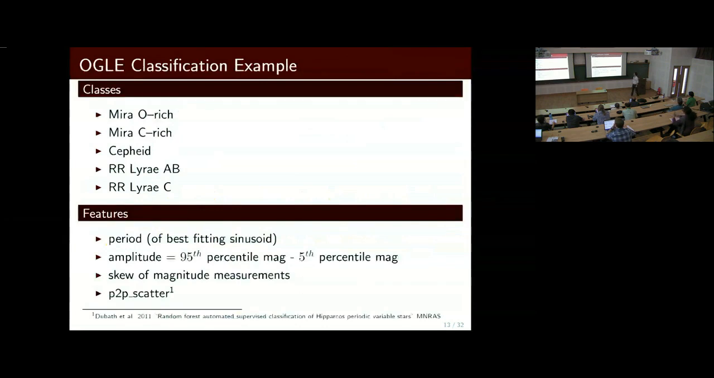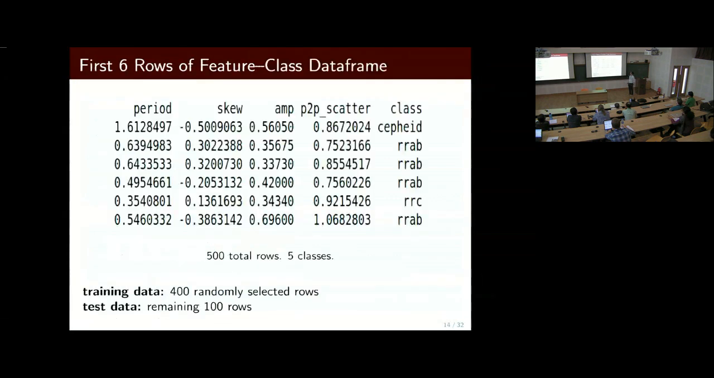So to illustrate how CART works as a classifier, I just took 5 classes: 2 Mira classes, 1 Cepheid class, and 2 RR Lyrae classes. I then did feature extraction, so computed 4 features for every light curve. The features I computed are period, amplitude, skew of the magnitude measurements, and point-to-point scatter. Once we do feature extraction, we go from light curves, which are a complicated object to deal with, to a feature matrix, which is a very nice object.